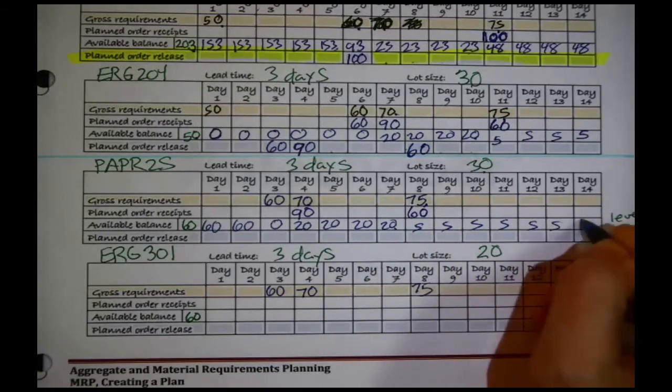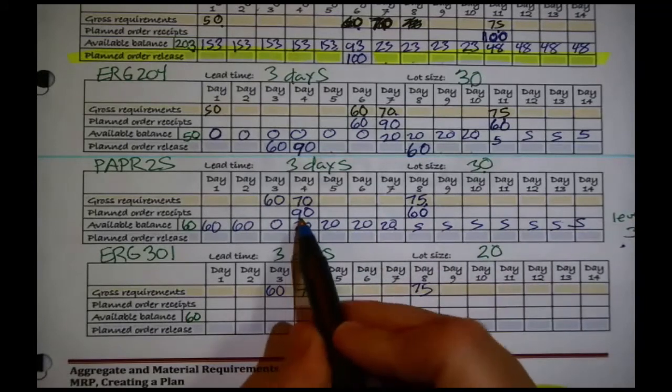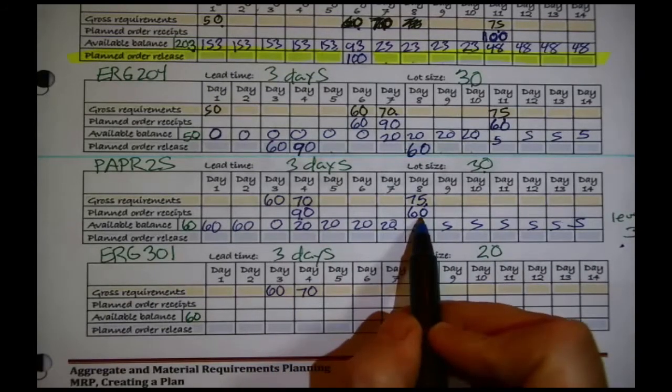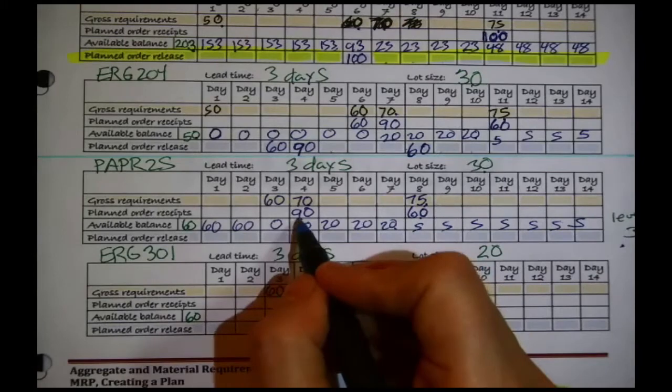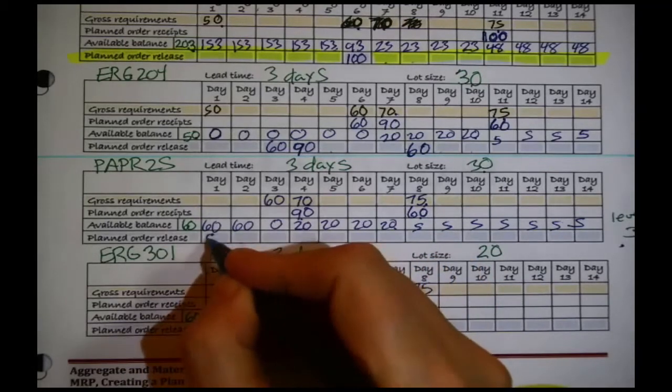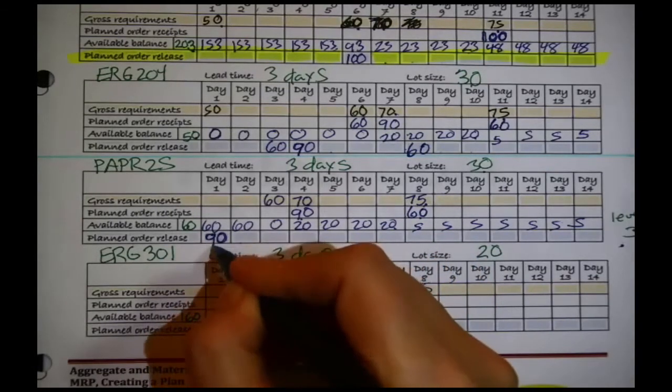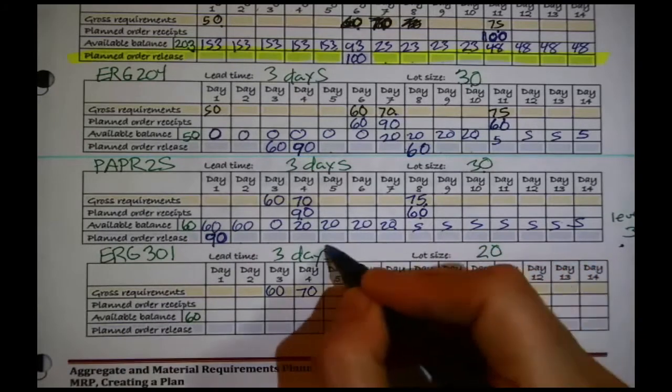Now, this 90 and this 60 right here, when do we actually have to place the order? 90. 1, 2, 3. Oh, immediately. Day 1. And this 60, 1, 2, 3, day 5.